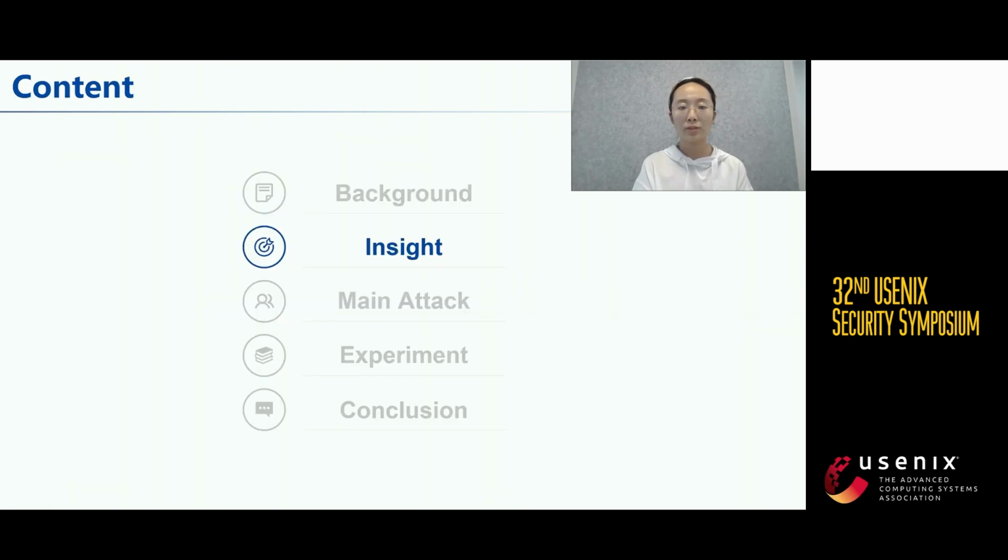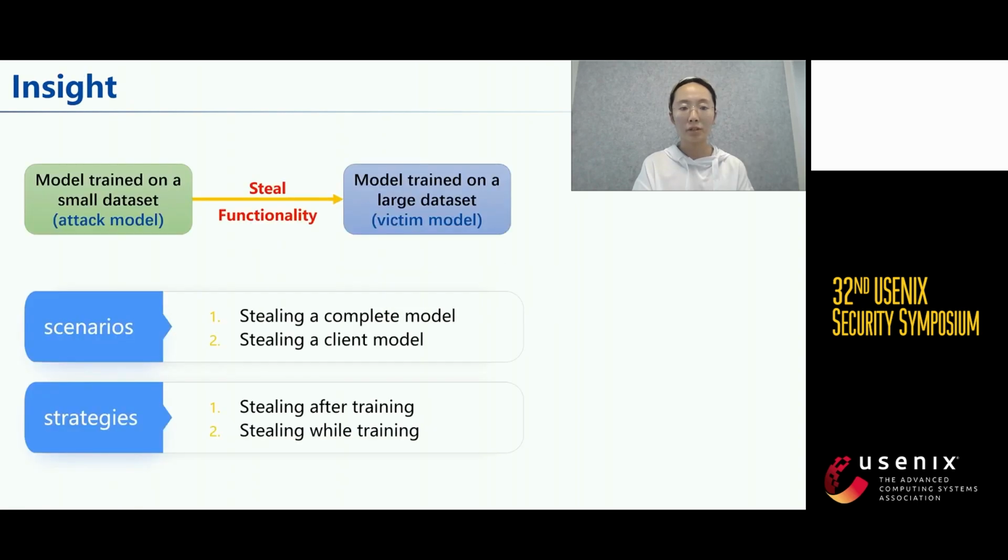Now we introduce some interesting observations. We set functionality stealing as our major attack because once we have stolen the client's functionality, data reconstruction becomes attainable. Consequently, we explore how a small dataset can be utilized to steal the functionality of a model trained on a large dataset. We examine 2 scenarios: stealing a complete model and stealing a client model. Furthermore, we explore 2 attack strategies: stealing after training and stealing while training.